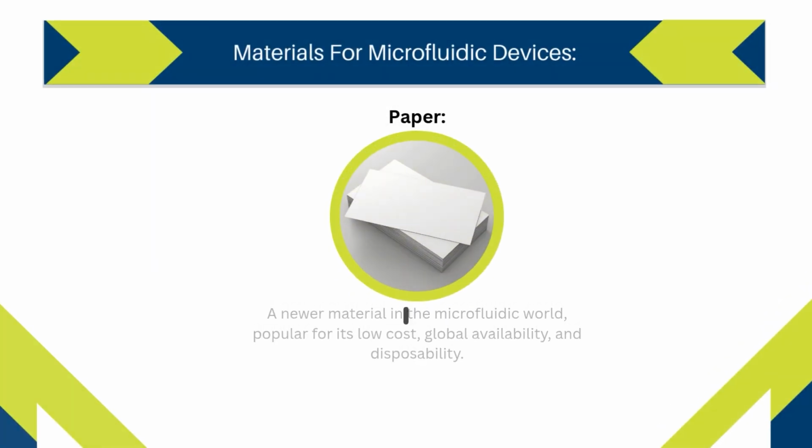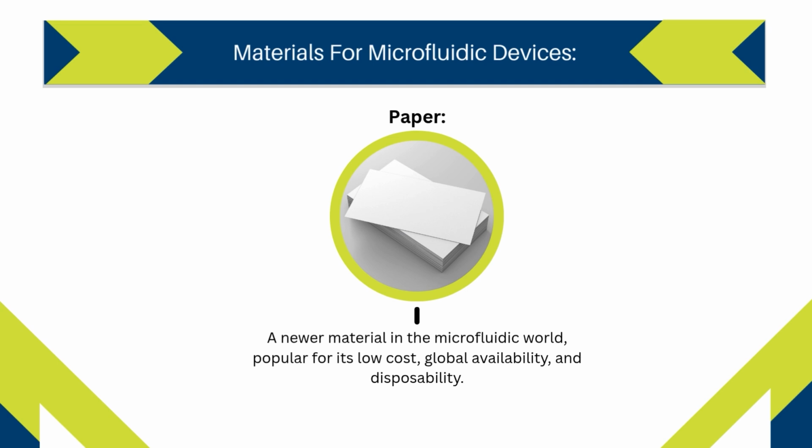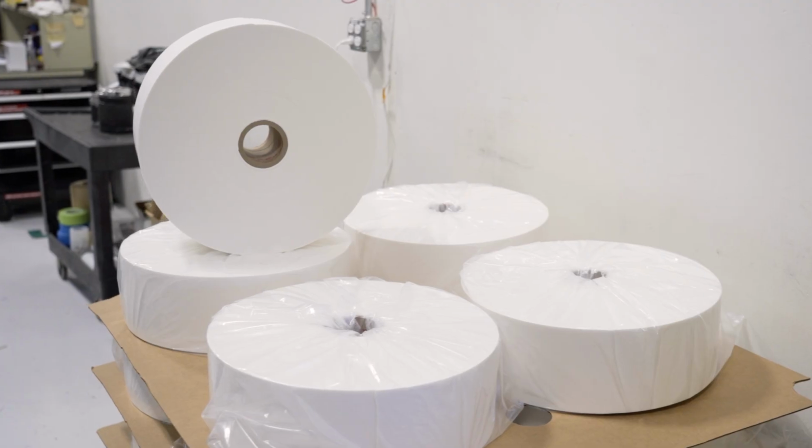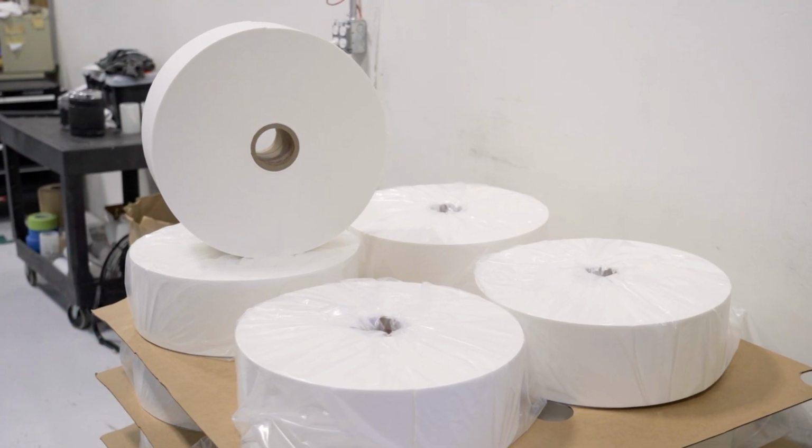The third material type is paper-based chips, a newer material in the microfluidic world, popular for its low cost, global availability, and disposability. Its porous nature allows for passive fluid flow through capillary action, making it an excellent choice for simple diagnostic tests and colorimetric detection. The white background of paper also enhances visibility for color-based readouts, which can be crucial for point-of-care devices.